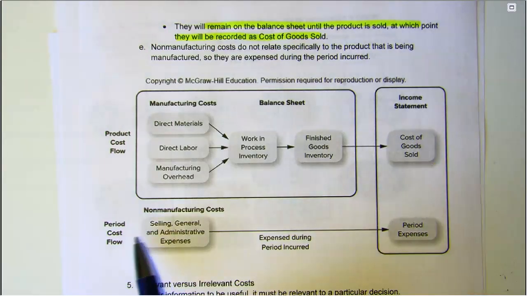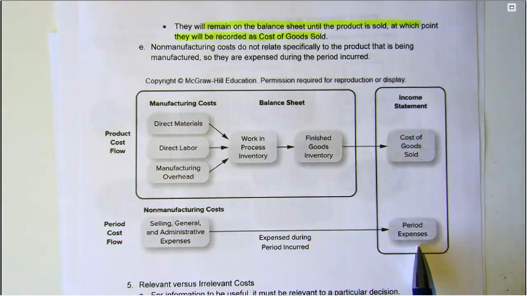With regard to period costs, which are non-manufacturing costs, we expense those in the period they are incurred, the period we receive the benefit of that cost. So they are expensed during the period incurred, and they go directly onto that income statement.